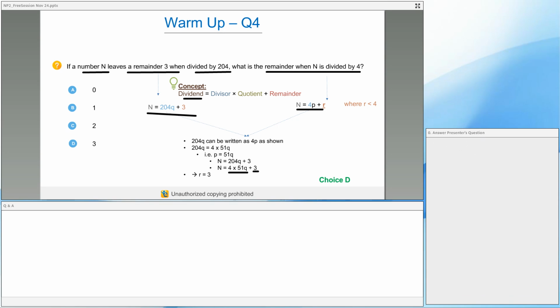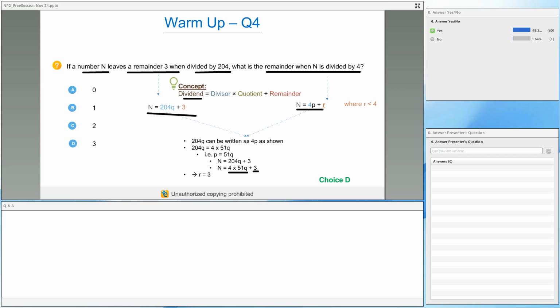Now tell me everyone, let me bring up the yes and no poll. Is this perfectly clear, guys? Let me clear it once. Is this clear? Please understand, you need to understand this concept of Q into D plus R, because most of the questions that we are going to discuss will be based on this.